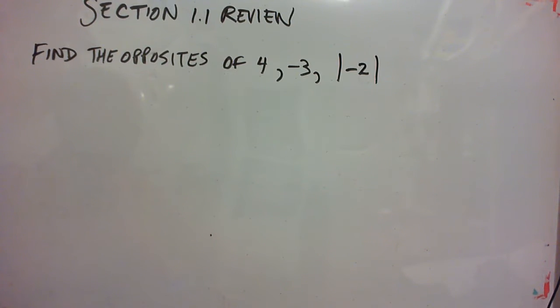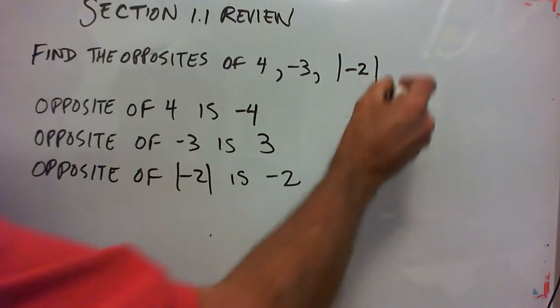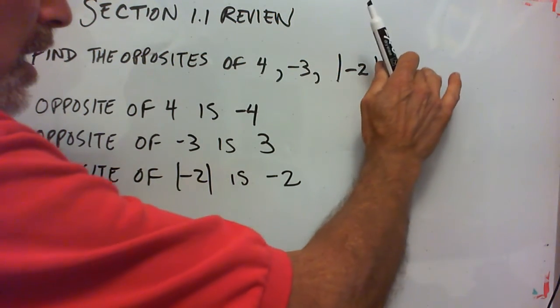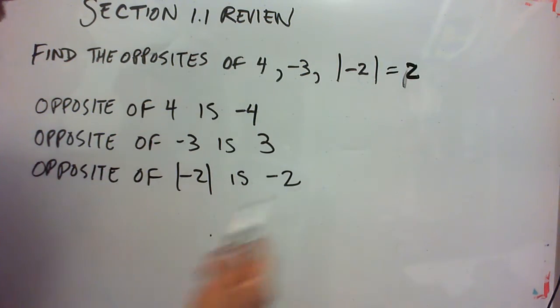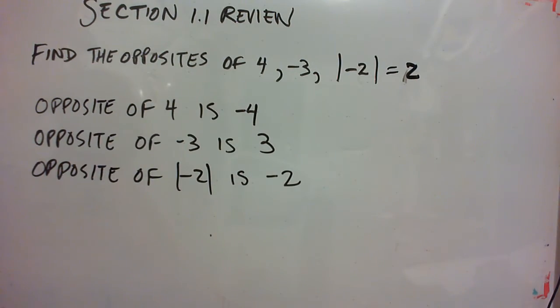And the first problem is find the opposites of 4, -3, and absolute value of -2. So see if you can do this on your own and we'll go through this. Okay, the first two are pretty straightforward. Opposite is the number with the opposite sign. Opposite of 4 is -4. Opposite of -3 is 3. Now the opposite of absolute value of -2, the absolute value of -2 is equal to 2. So that means the opposite will be -2.